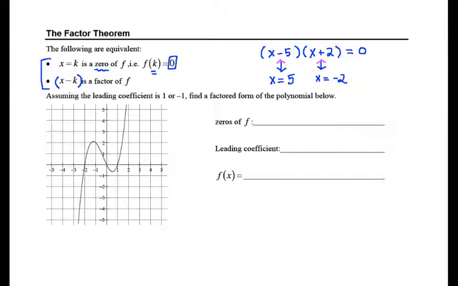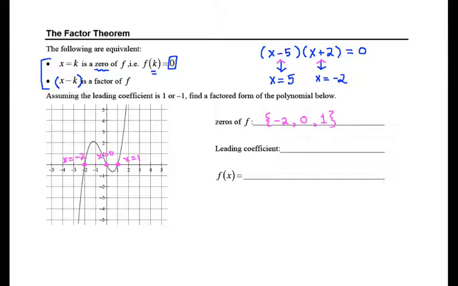So for example, if we look at this polynomial graph here and we identify the real zeros, the real zeros of that are the same as the x-intercepts. We can see that we have one at x equals negative 2, another at x equals 0, and another at x equals 1. So I'm going to list those here as zeros: negative 2, 0, positive 1.